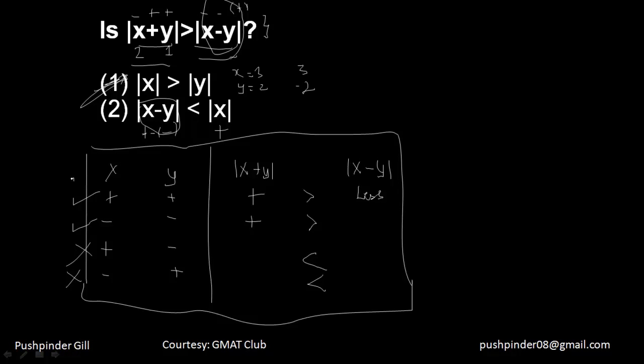That means I have only these two cases satisfying. I'm sure that either both of them are positive or both of them are negative. That means every time I'm going to have this sign, and this will hold true every single time. So I have my answer: statement 2 gives me the answer.